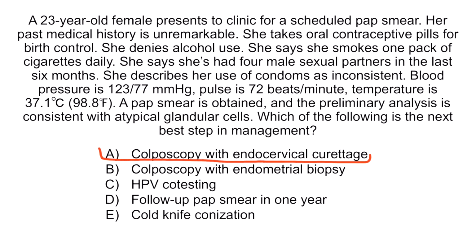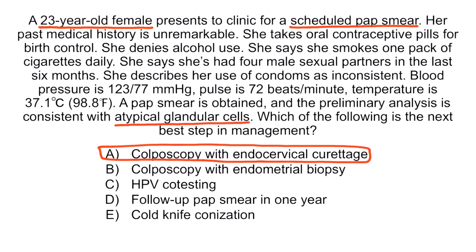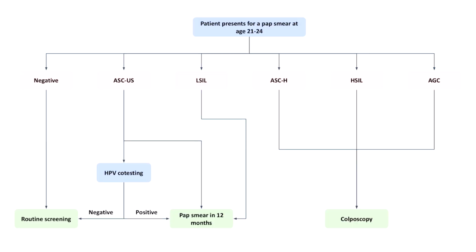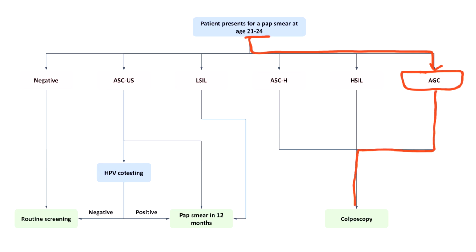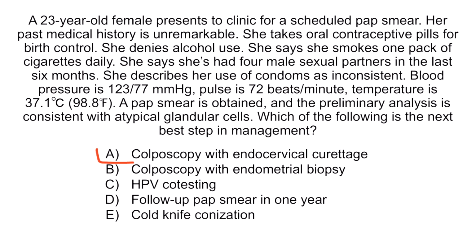Colposcopy with endocervical curettage. This is a case of a 23-year-old female who presents to clinic for a scheduled pap smear. The key information from the question stem includes her age, the finding of atypical glandular cells on her pap smear, and of course, the question of what is the next best step in management. Recall from this algorithm that if a patient between the ages of 21 and 24 has atypical glandular cells, or AGC, on her pap smear, the next best step in management is a colposcopy. This is why option A, colposcopy with endocervical curettage, is correct.